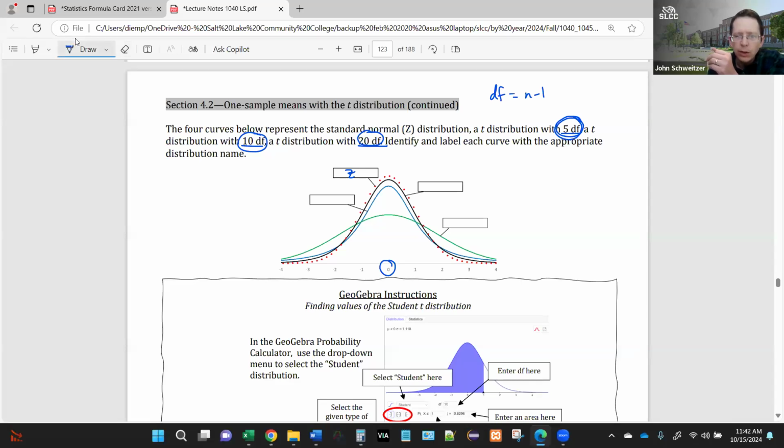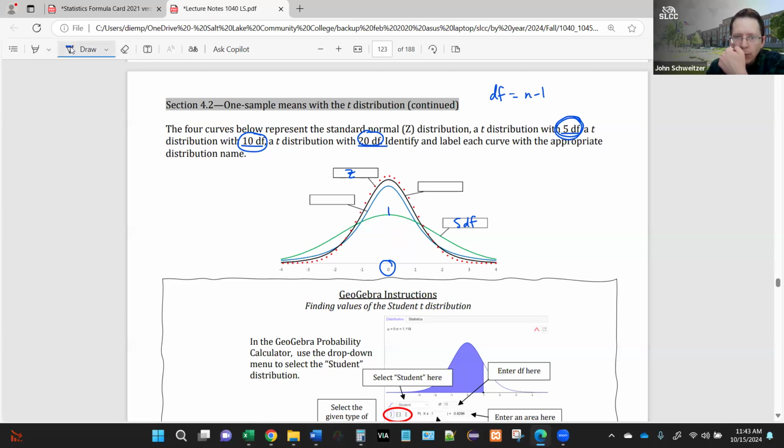And so we can tell here, because it's the tallest in the tail and the shortest at the peak, that this has to be the 5 degrees of freedom t-distribution. If it's thicker in the tails, that means there's more area in the tails, which means there's less area for the middle. So the peak will be shorter and the tails will be wider. That's because it's coming from a small sample size and the estimate for sigma is a little bit poorer there.